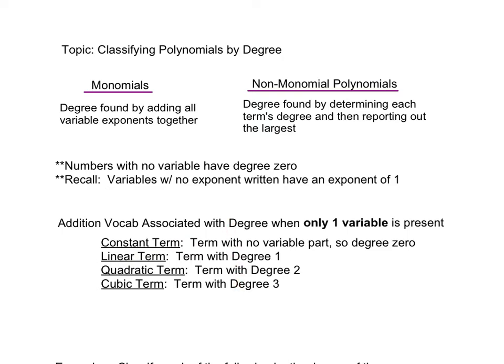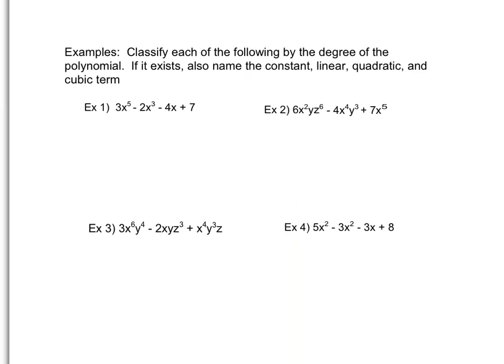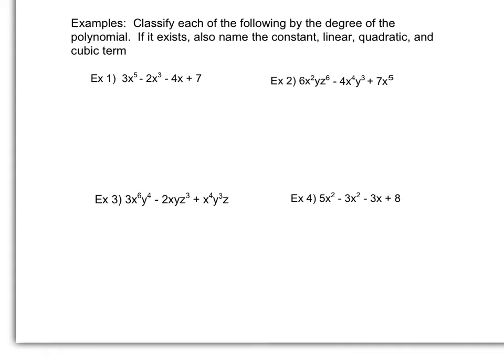Going ahead to look at some examples. I have 4 examples where we first classify by the degree, then if it exists, we'll also name the constant, linear, quadratic, and cubic terms. Remember, that only exists if we have one variable present.